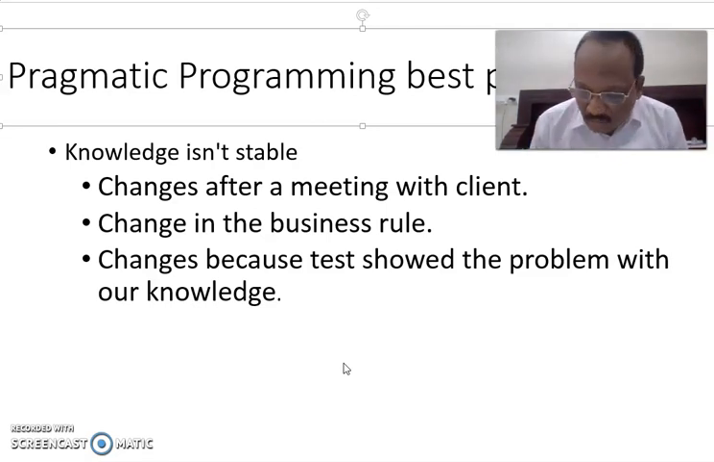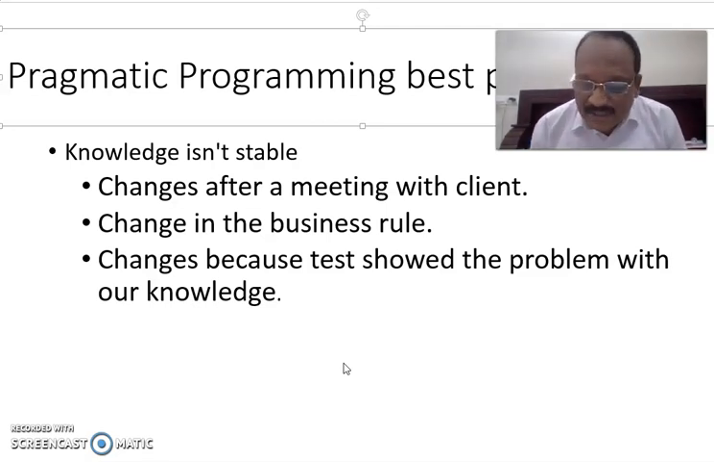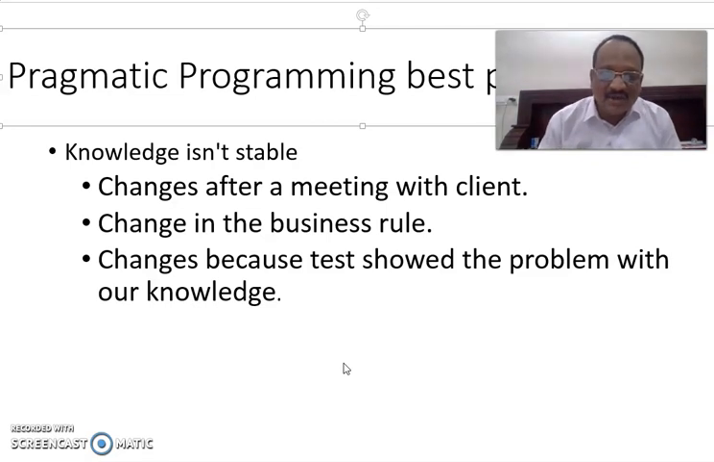Change in the business rule. Business rules can change, policies can change. Based on that, you have to make changes in your program. It also changes because tests show problems. After a test, if you meet some problem, you have to change your knowledge and code.